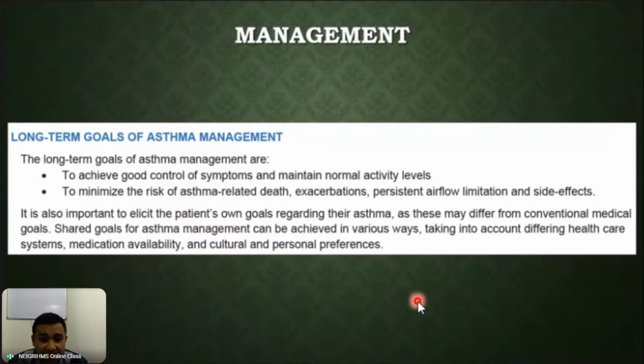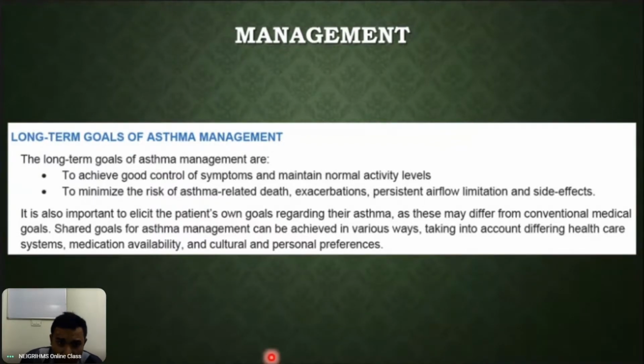However, we must not forget that we must also take into consideration the patient's own emotions about their disease. So you have to understand the patient's goal. What do they want? What do the patients also want? So this is where your interaction with the patient is very, very important.